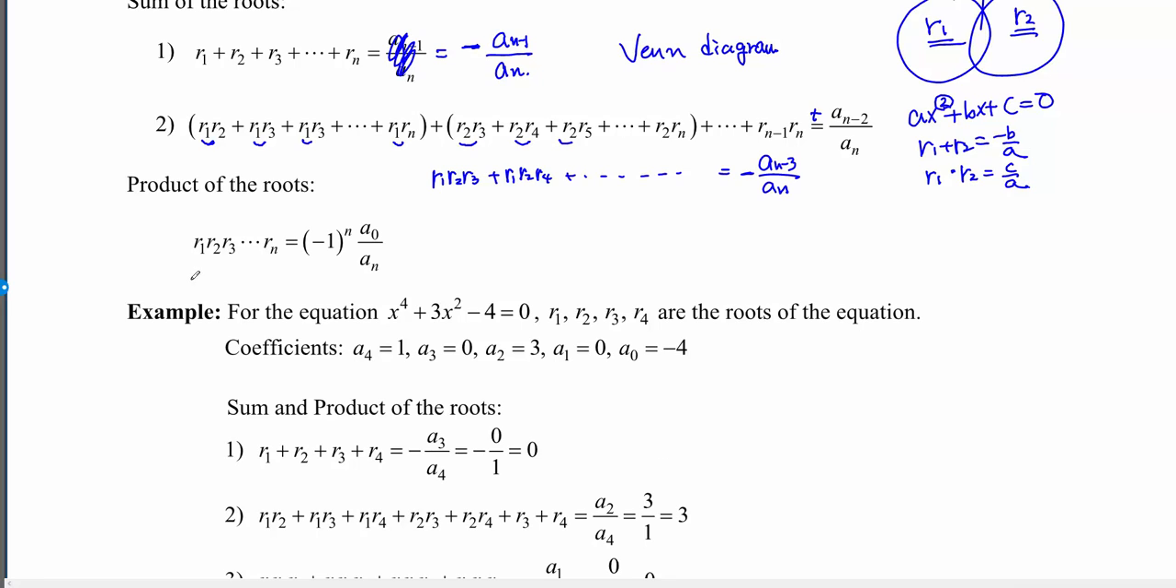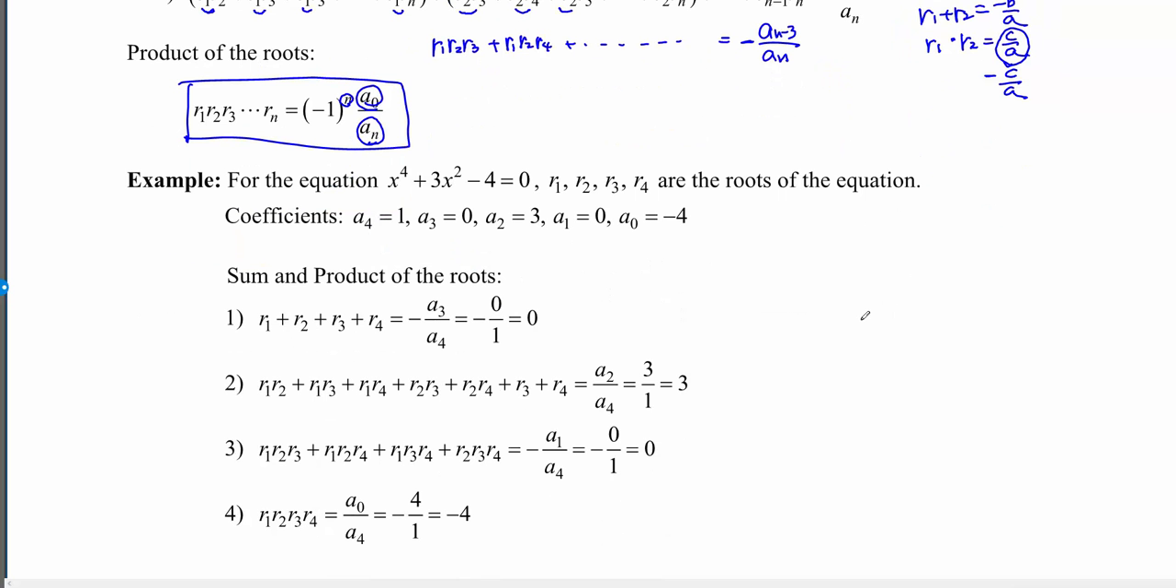So especially the product of roots is always the constant over the leading coefficient, right? But if the degree of the polynomial is an even number, it is always positive. You know that this is always positive, right? If the degree is an odd number, we need a negative number, okay? Negative d over a.